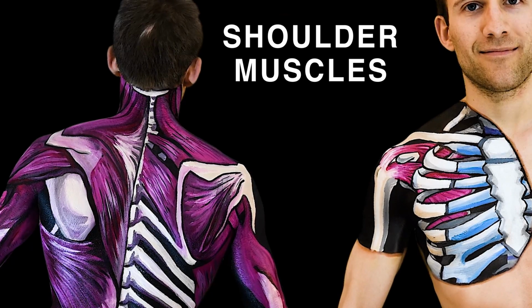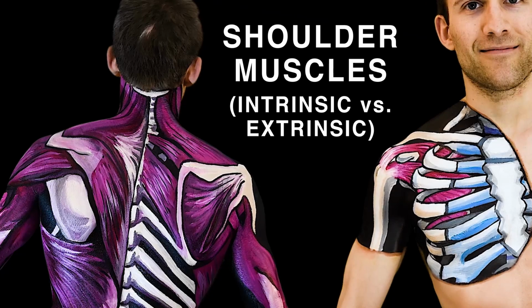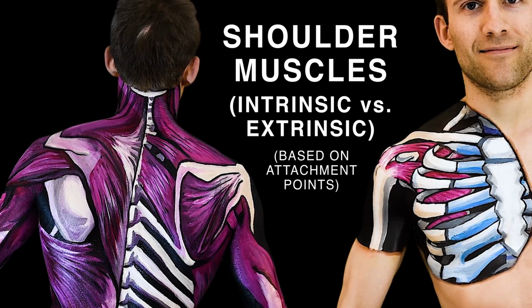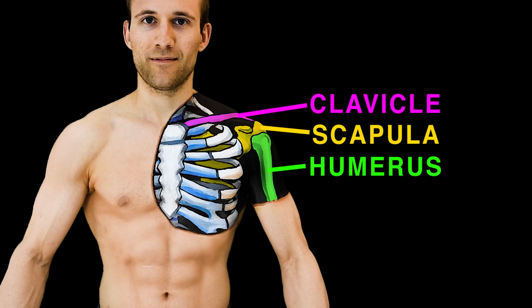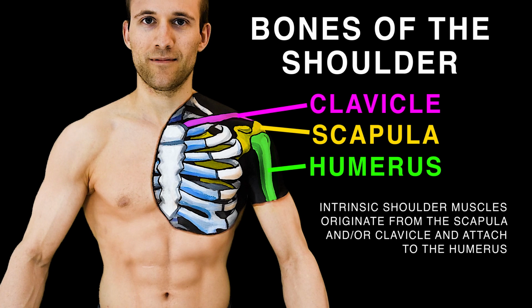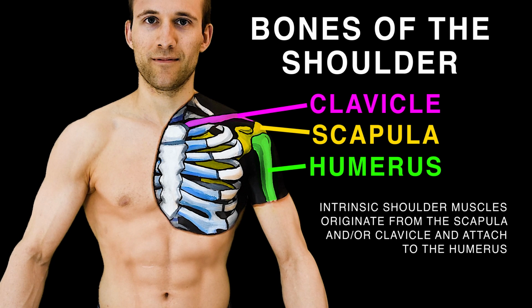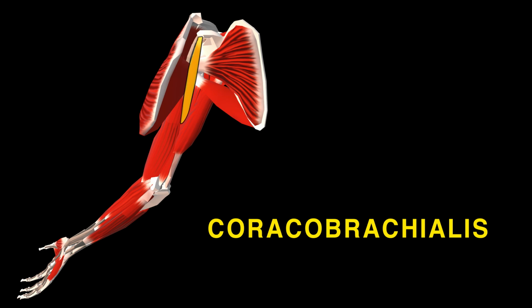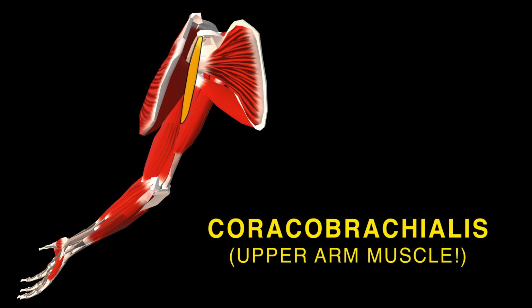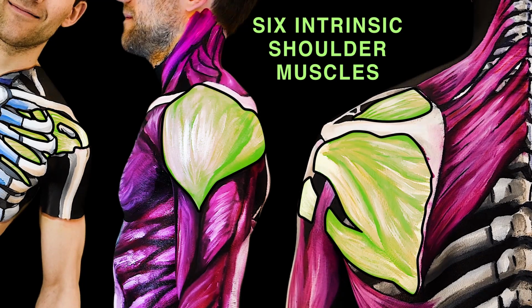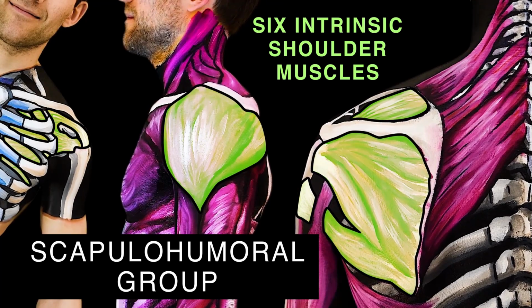Shoulder muscles are categorized as intrinsic and extrinsic. This is based on their attachment points. The scapula, clavicle, and humerus are the bones of the shoulder. The intrinsic muscles originate from the scapula and/or clavicle and attach to the humerus. Together with the coracobrachialis, which is an upper arm muscle, the intrinsic muscles compose the scapulohumoral group.